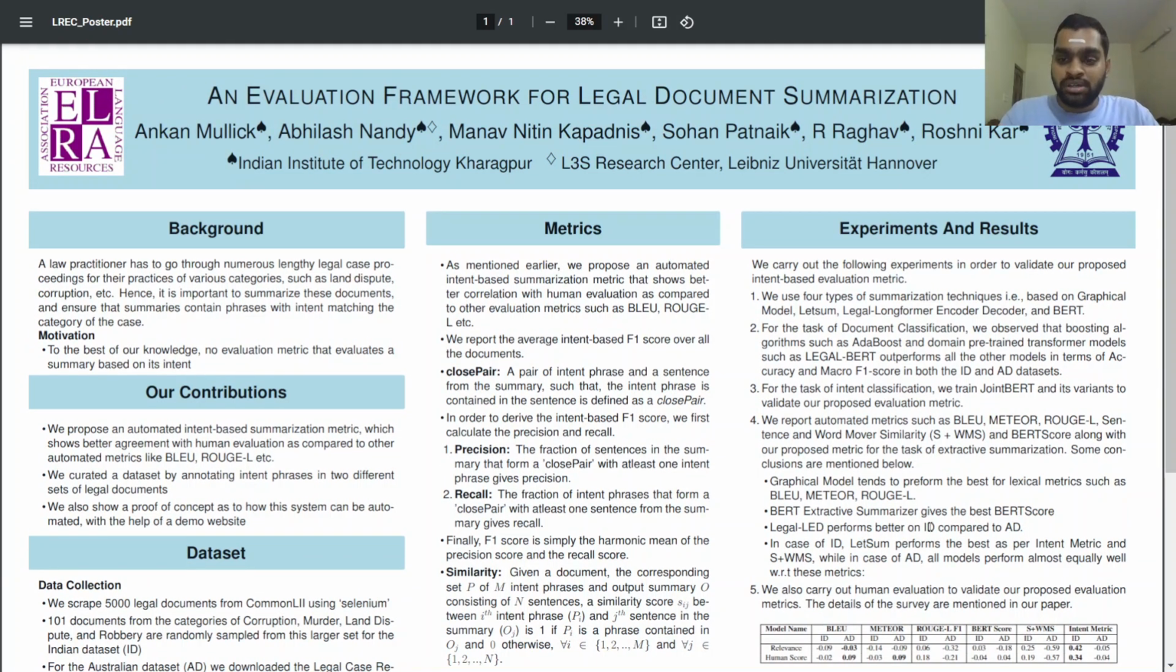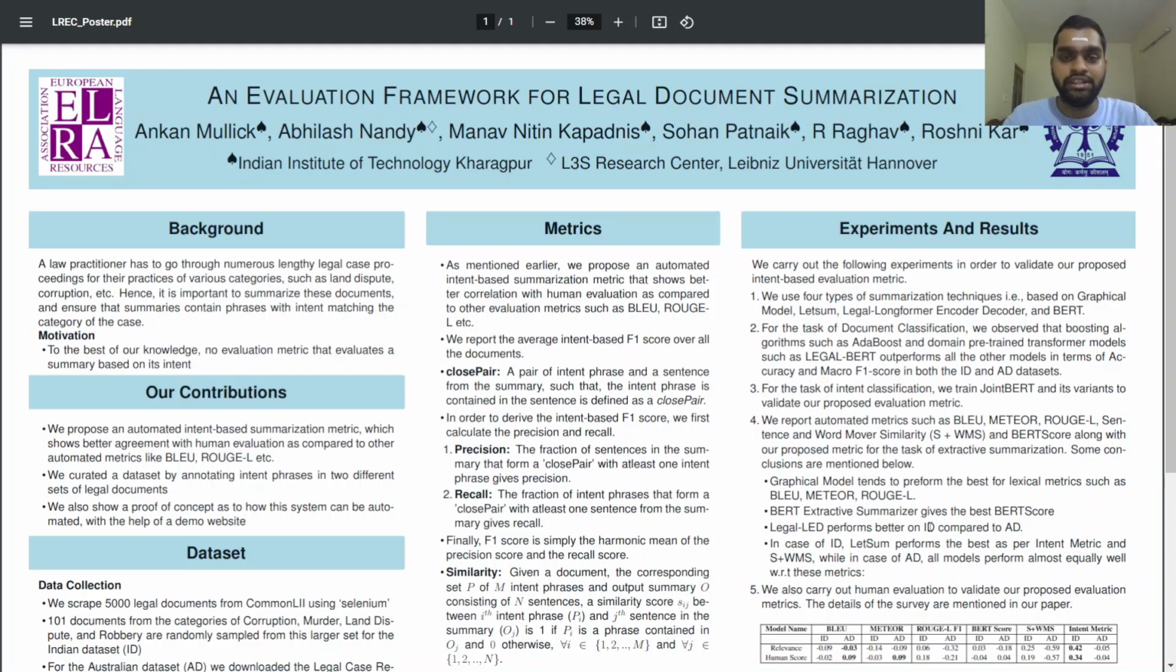So we use four types of summarization techniques, that is based on graphical model, LetSum, Legal Longformer encoder decoder, and BERT. And we perform three types of tasks. Firstly, document classification, then intent classification, and then we report the automated metrics and compare it with our intent method. So for the task of document classification, we observe that boosting algorithms such as AdaBoost and domain pre-trained transformer models like Legal BERT outperform all the other models in terms of accuracy and macro F1 score in both the Indian dataset as well as the Australian dataset.